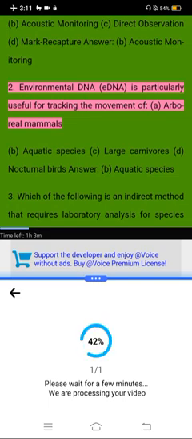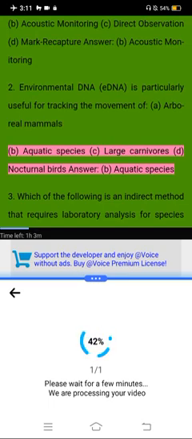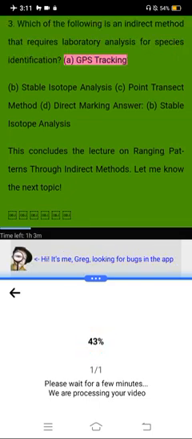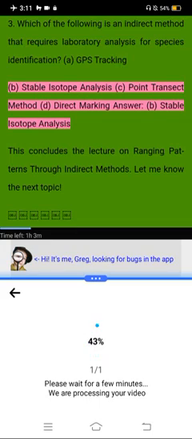2. Environmental DNA is particularly useful for tracking the movement of arboreal mammals. B. Aquatic species. C. Large carnivores. D. Nocturnal birds. Answer: B. Aquatic species. 3. Which of the following is an indirect method that requires laboratory analysis for species identification? A. GPS tracking. B. Stable isotope analysis. C. Point transect method. D. Direct marking. Answer: B. Stable isotope analysis.